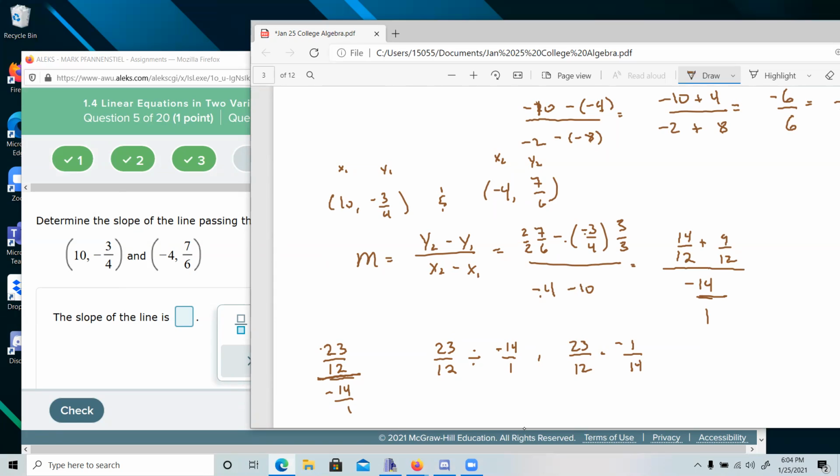Unfortunately, 23 and 14 don't go into each other, so there's nothing here that's going to cancel. We're just stuck with this. Okay. Pick this problem. This one's terrible.